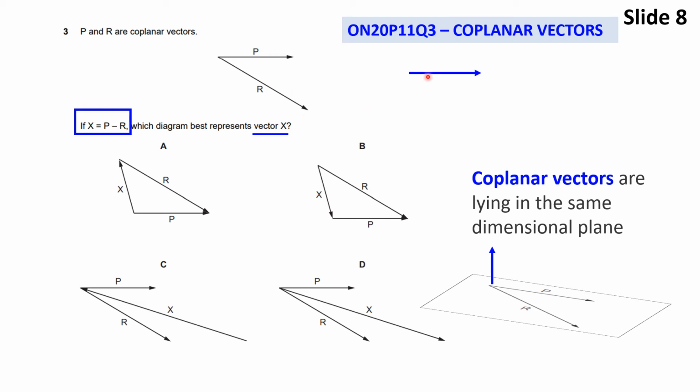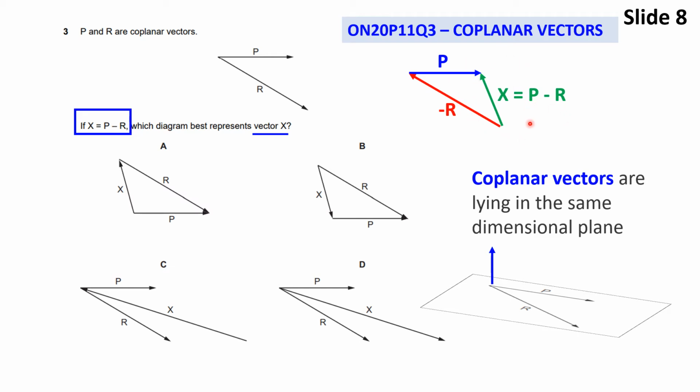First, let me get the vector P and the vector R, because here we see a negative, so R needs to be flipped, like this. Now, the resultant vector I need to draw from the tail of this vector to the tip of the next one, like this. So this is my resultant vector X, which is P minus R.